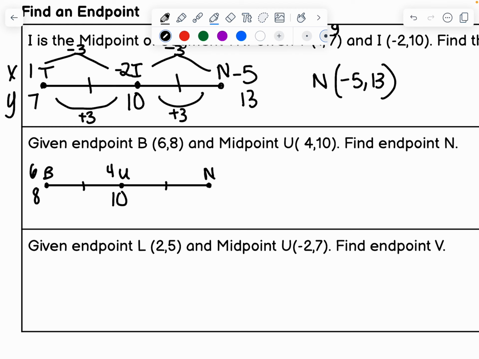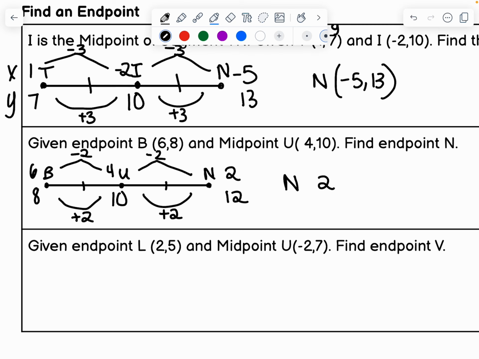We're going to think, how far did we travel to go halfway? To get from 6 to 4, we go -2. And so if we want to go the whole way, we're going to go another -2. 4 minus 2 is 2. And to get from 8 to 10, we go +2. So if we want to go the whole way, we have to go another +2. And 10 plus 2 is 12. And so endpoint N is at (2, 12).